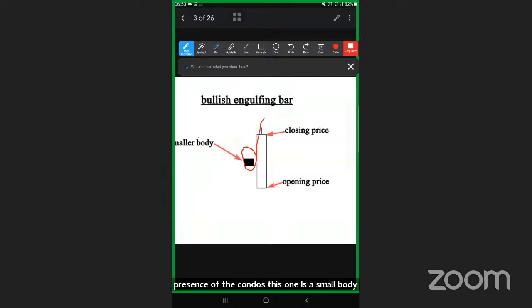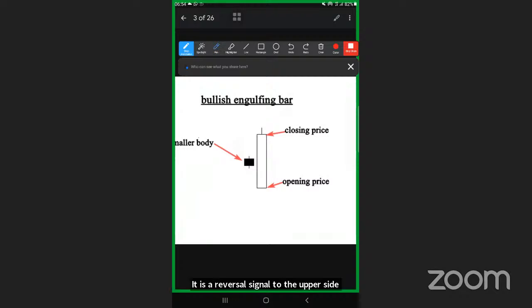This one is a big body. So this one is for buyers. This one is for sellers. The black one is for sellers. The white one is for buyers. So in this case, the bearish engulfing bar chart pattern is a signal to the downside. The bullish engulfing bar chart pattern is a reversal signal to the upper side.